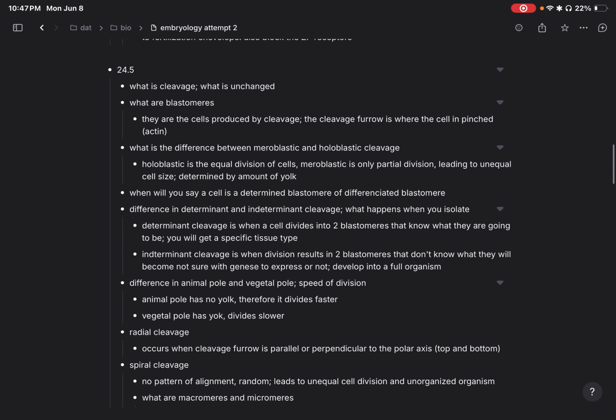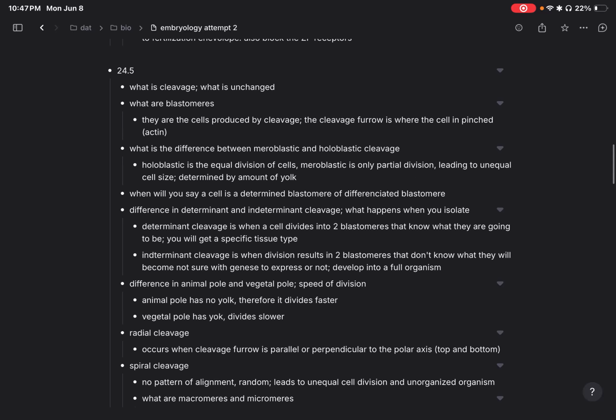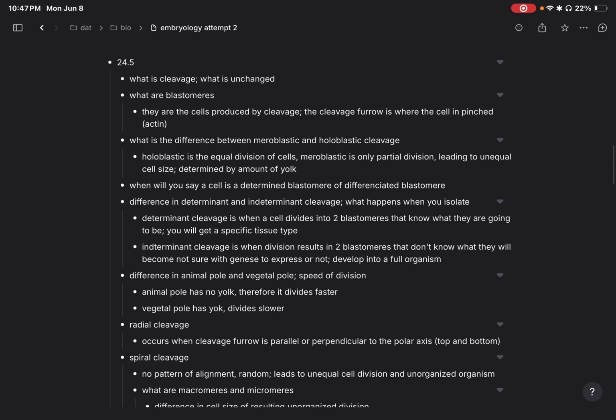So yeah. Okay, so cleavage, what is unchanged? Cell mass is unchanged, like cytoplasm mass. Cleavage is just cells dividing into smaller pieces, but you're not really changing the mass. Blastomeres are the results of cleavage. Difference between meroblastic and holoblastic: meroblastic is unequal division, so partial division due to yolk. You're going to get unequal cell size because of this partial division. Holoblastic, that's equal division.